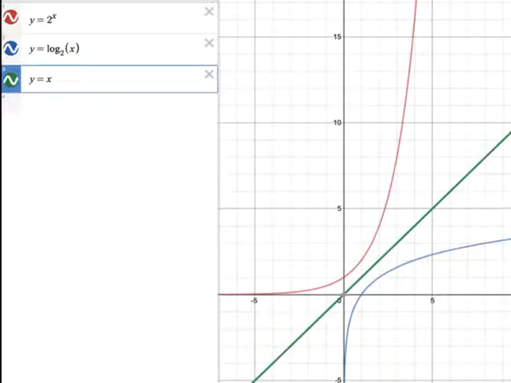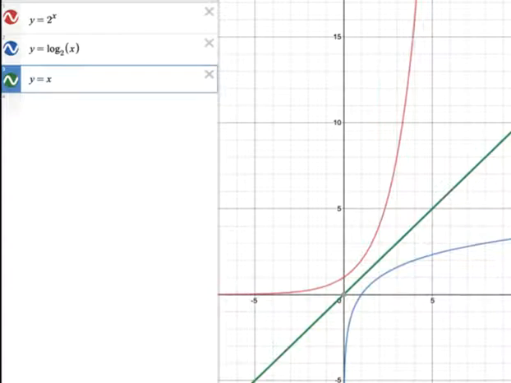Okay, what you're looking at here is a screenshot from Desmos, and we're going to take a look at a couple inverses, y equals 2 to the x and y equals the log base 2 of x. It's very important to understand that these two functions are inverses because we need to use this fact when we solve equations that involve logs or exponentials.